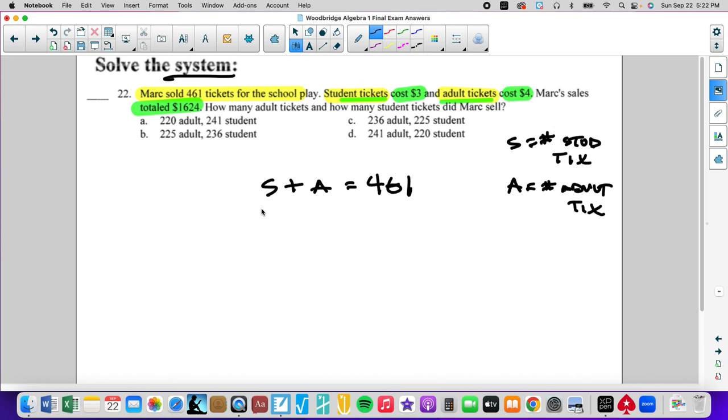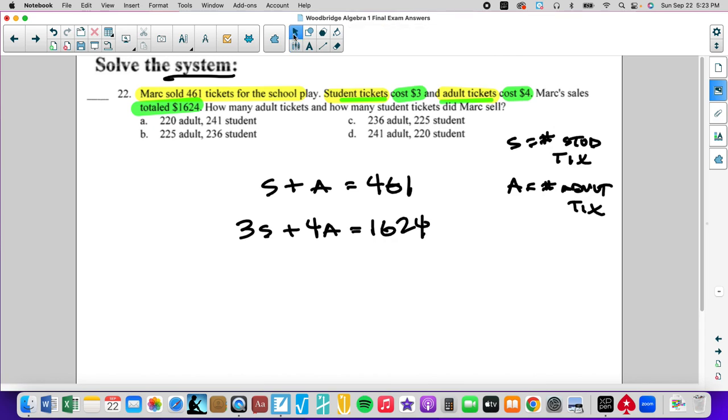So if each student ticket is $3, if I take 3 and multiply it by the number of students, I get the amount of money drawn from student tickets. And then adult tickets is $4, so I could write 4 times the number of adults would give me the total money, and that equals $1,624. So those two statements, I can either use elimination or I can do substitution. Both work. I'm going to do elimination.